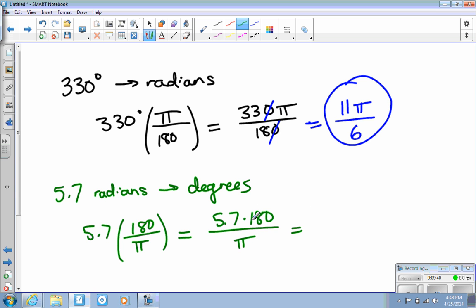Now this one, we're not going to leave the pi like this. You can put this in your calculator. 5.7 times 180. Divide that answer by pi. And you're going to get 326.6 degrees. And here's why that degree symbol is important. If you don't have that, you really mean radians. Notice how there's no unit here.